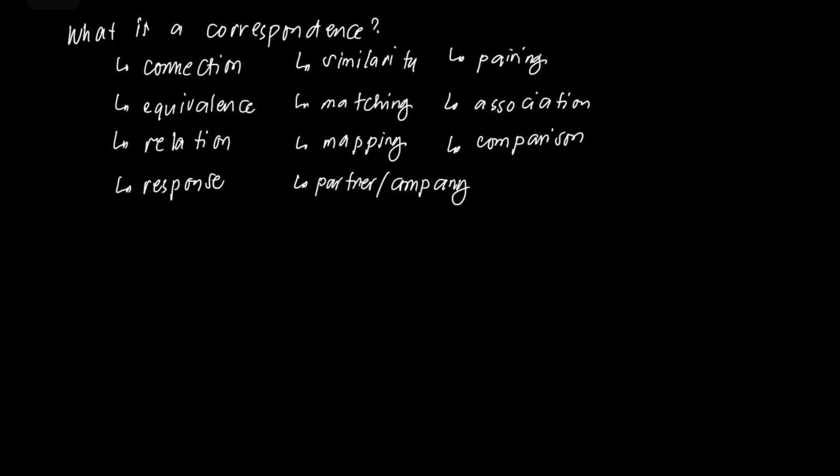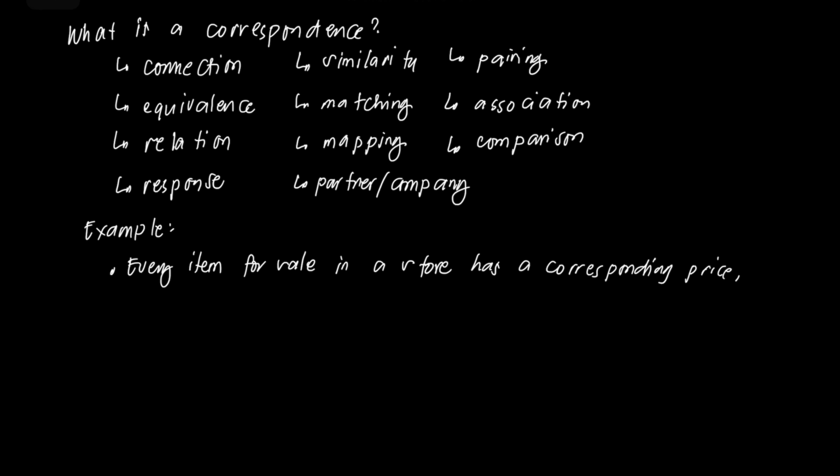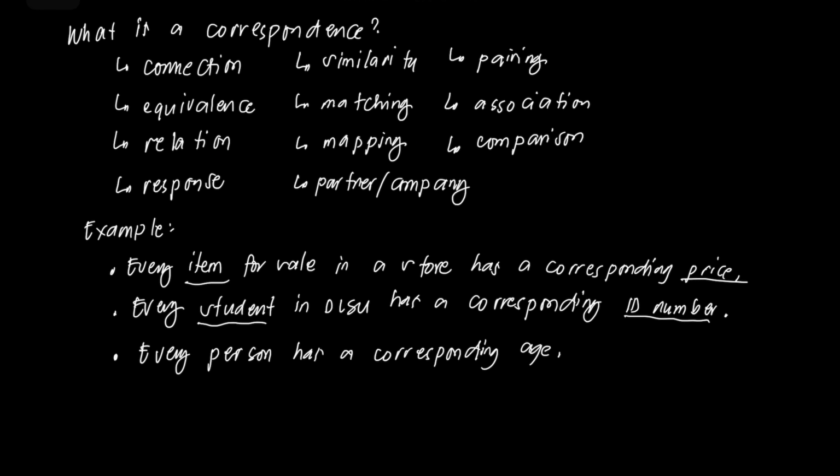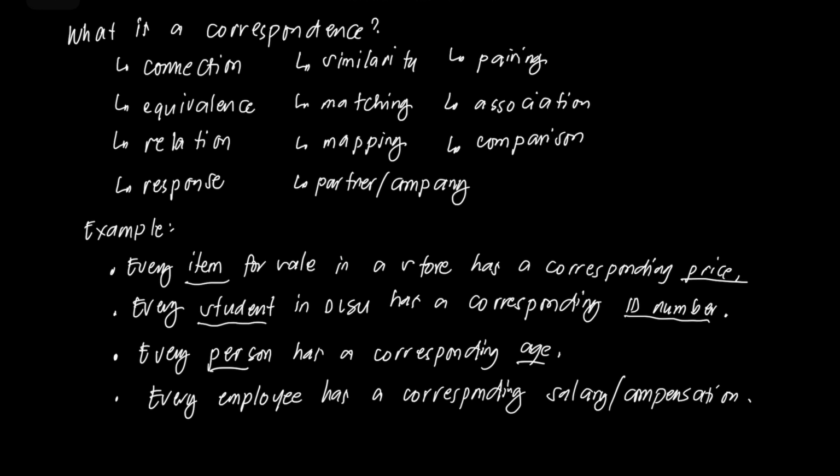Example of correspondence. For example, every item for sale in a store has a corresponding price. So an item is associated with price. Another example, every student in DLSU has a corresponding ID number. A student is associated with ID number. Every person has a corresponding age. So a person is associated with age. Every employee has a corresponding salary or compensation. So an employee is associated with salary.